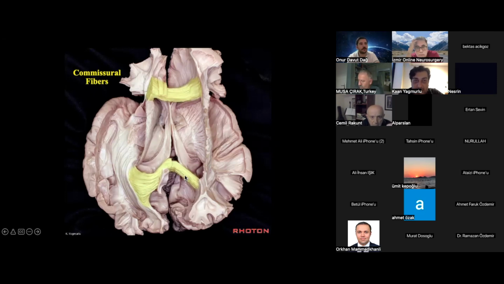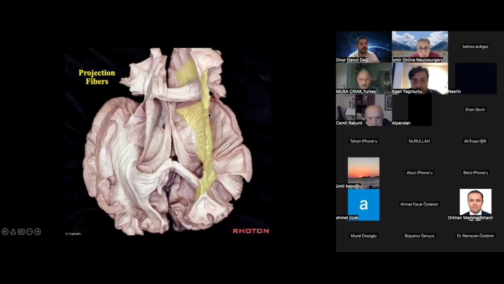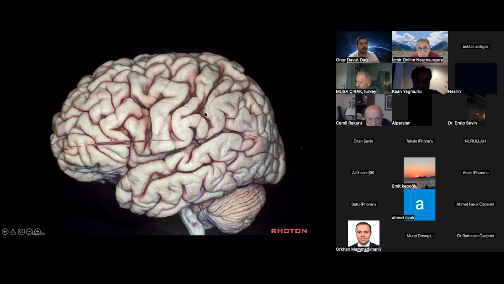The last type of fiber tracts is the projection fibers that connect the cortex to the brainstem or the spinal cord. You see a very large volume of fiber tracts. We will see that glioma usually likes these; the tumor travels through the projection fibers.